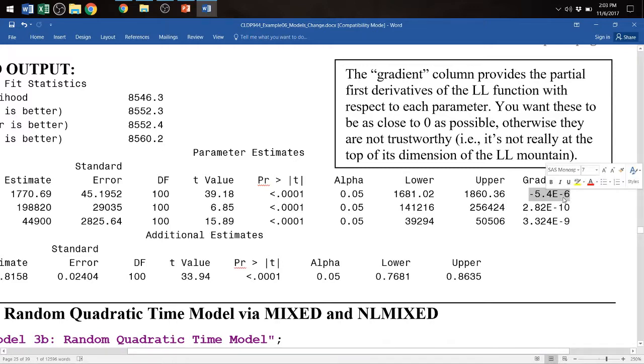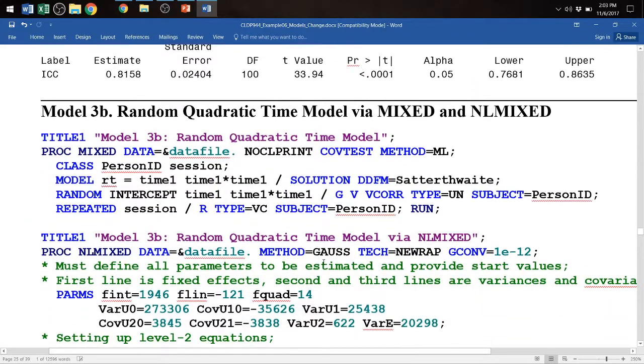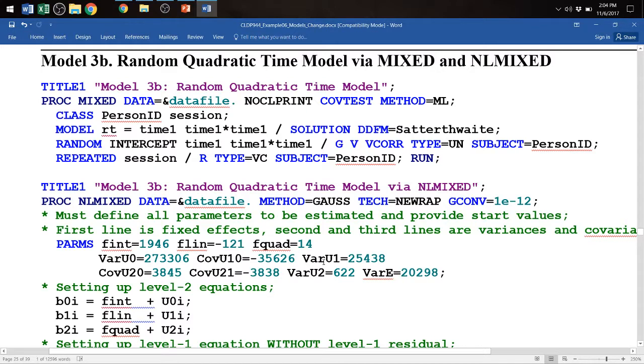So this is e to the 6, e to the 10, e to the 9. That means 0 to like the 9th decimal place, so it's pretty much 0. Here's another one that you already know, random quadratic time. This is what it looks like in mixed. So on the model line, I list out my fixed effects, including the fixed intercept, which is included by default. On the random line, I list out my random effects.